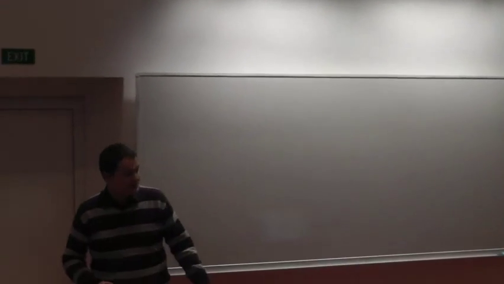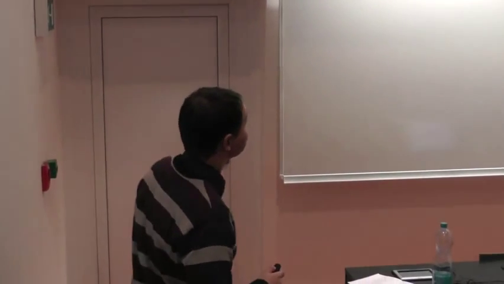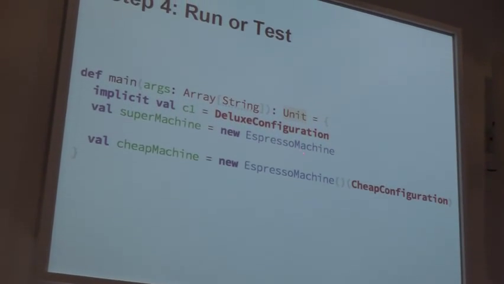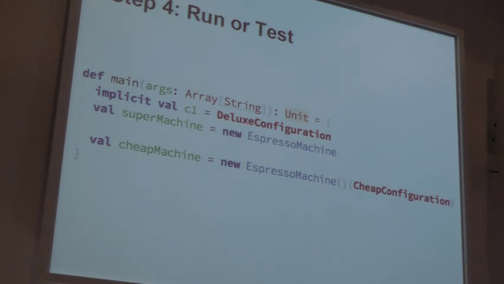And the last step is to just run it all. So here we have our espresso machine, that's our top level component, and we want to create it. So we need to provide it a configuration or binding module. There are two options again. Either we define it implicit, and then we don't have to pass it to the constructor here, or we pass it explicitly here. That's the thing I was talking about at the beginning. Implicits are Scala's way how to cut down boilerplate.